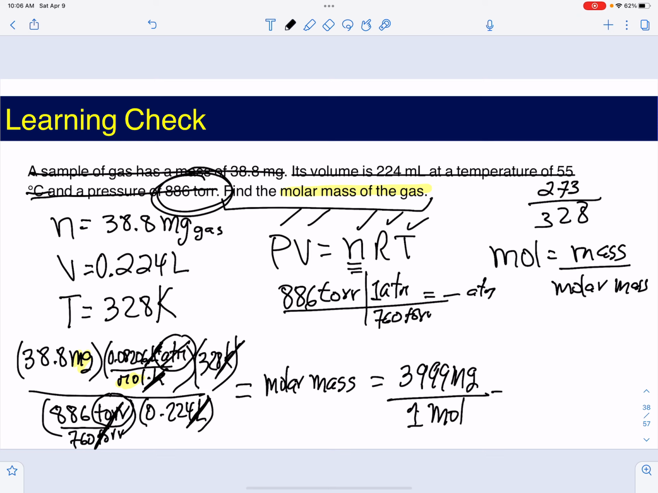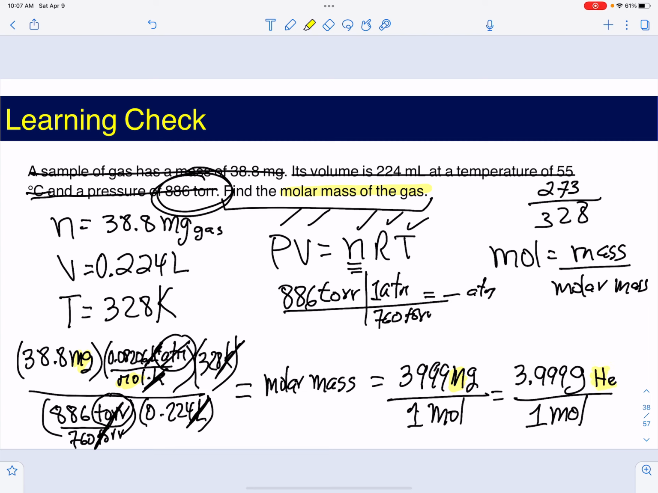And you will say, wow, that number looks super huge for molar mass. And yes, it's huge because we're dealing with milligrams, and you used to see it in grams per moles. So let's change that to grams. So we're just gonna divide by 1,000. So 3.999 grams per every 1 mole. So that's the molar mass of that gas. Basically 4, right? So that's helium. So based on the molar mass, we know that we're dealing with helium.